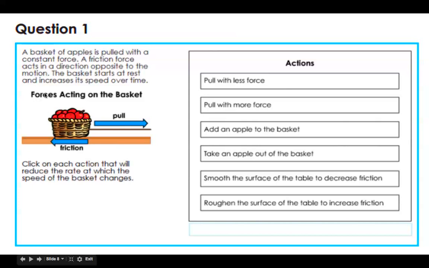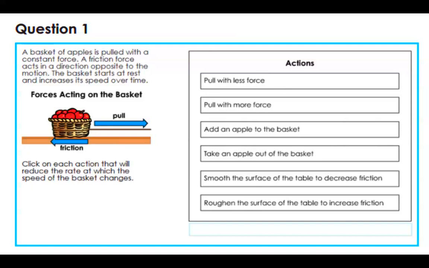Then we can look at the picture. It says forces acting on the basket. We can see the pull is going to the right. We can see friction, of course, is opposing that motion to the left. And it says click on each action that will reduce the rate at which the speed of the basket changes.